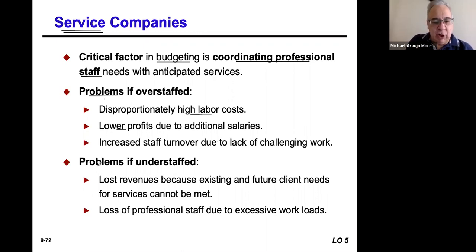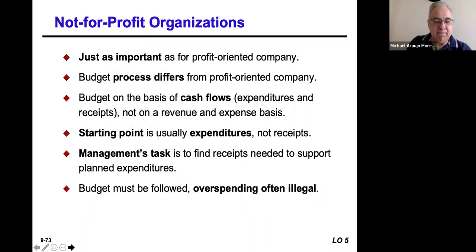Of course, if you're understaffed, you won't be able to get everything done, and so you probably lose a lot of revenue. And then, of course, you're really going to be losing staff because they're going to be working way too much. Which you kind of know. You've probably been in places that are understaffed. You see people are working a lot and they're frustrated. They're doing the best they can under the circumstances.